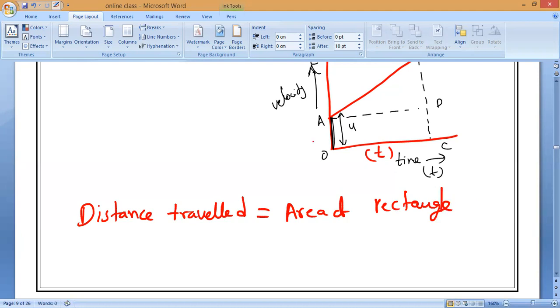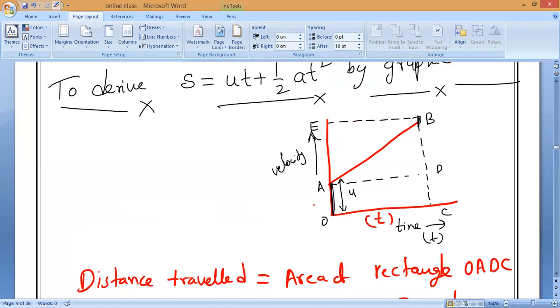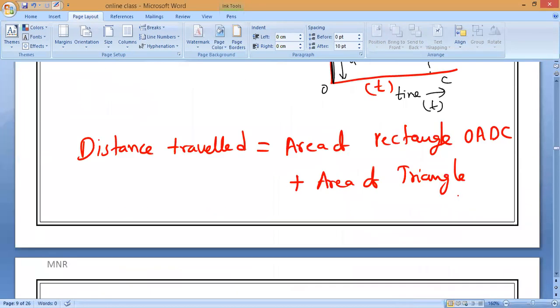Area of a rectangle. What is a rectangle? OADC. What is that? OADC plus area of a triangle. Area of a triangle. What is a triangle here? Anybody? What is the triangle? A, B, D. Is it clear, everyone? Triangle A, B, D. Any doubt? No, sir. No, clear.